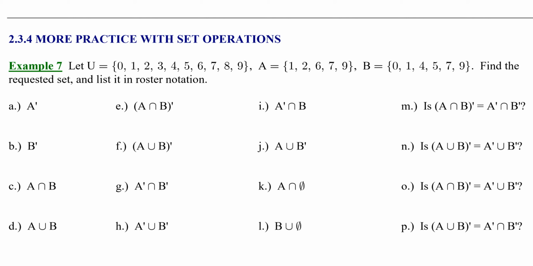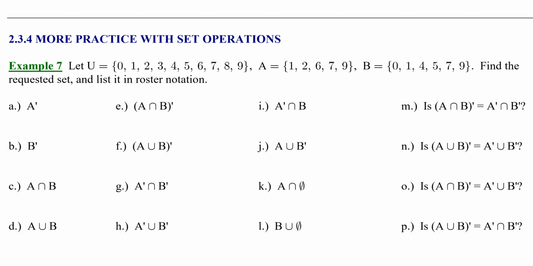Example 7. Let U contain elements 0, 1, 2, 3, 4, 5, 6, 7, 8, and 9. Set A contain elements 1, 2, 6, 7, and 9. And B contain elements 0, 1, 4, 5, 7, and 9. Find the requested set and list it in roster notation.